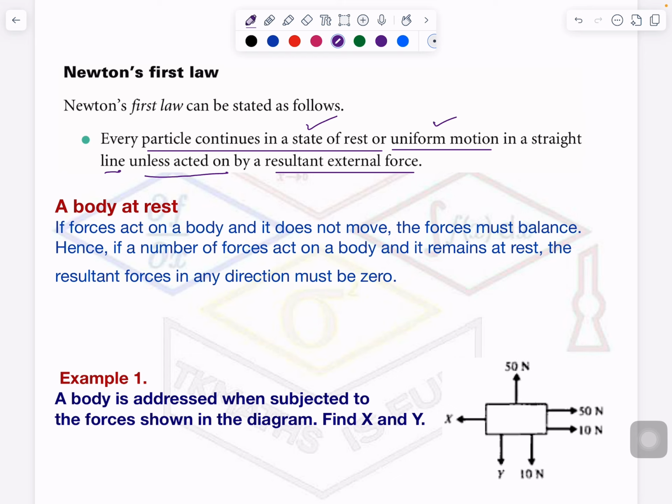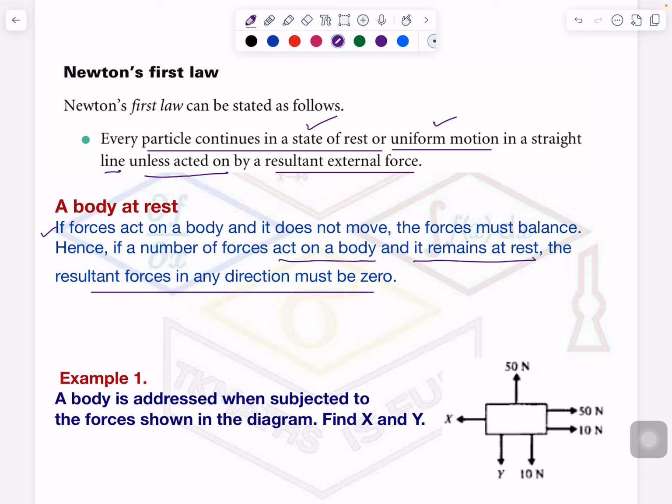First case, when the body is at rest, it will remain at rest. And if a body is moving with uniform motion, it will keep moving in uniform motion until and unless there is an external force. So for a body at rest, if forces act on a body and it does not move, the forces must balance. Hence, if a number of forces act on a body and it remains at rest, the resultant force in any direction must be 0.